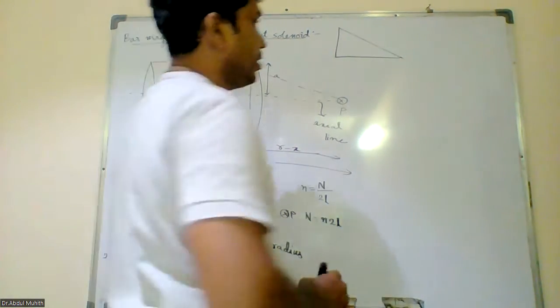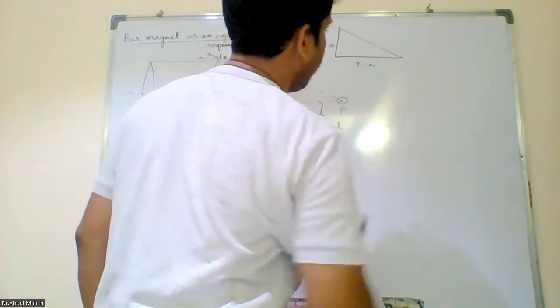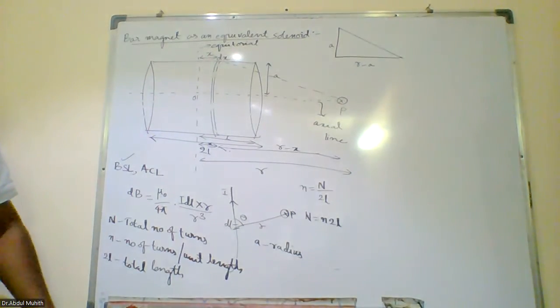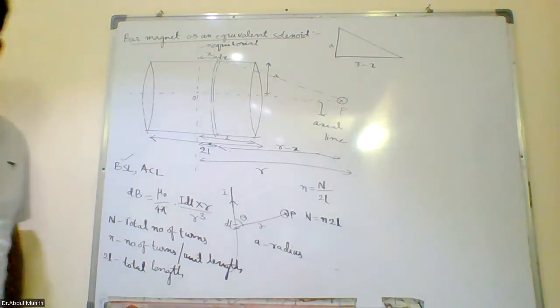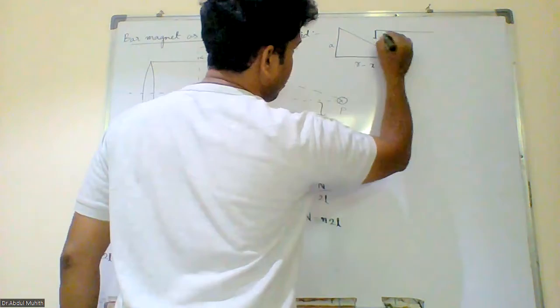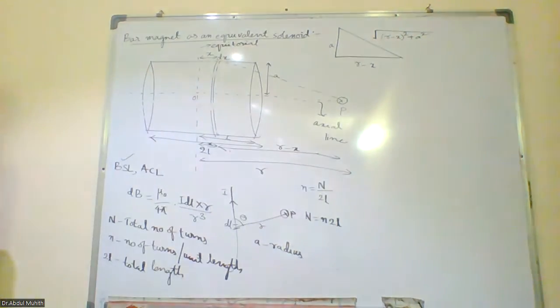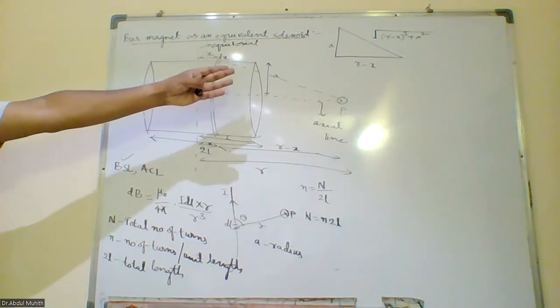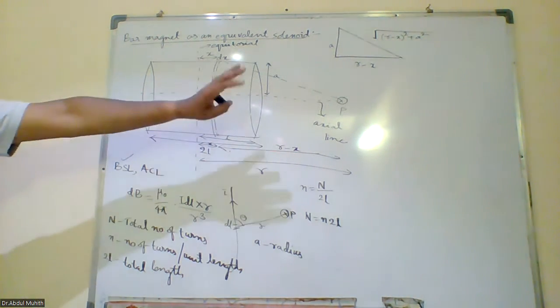So small a is the radius. Therefore this is a. This is R minus a. So what will be this value? R minus x. So what will be this value? Very good. The square root of (R minus x) whole square plus a square. Hypotenuse square is equal to opposite side square plus adjacent side square. We can calculate that. Now we got the distance.